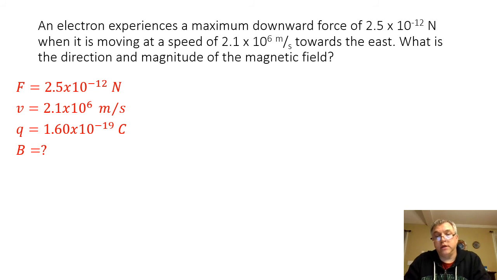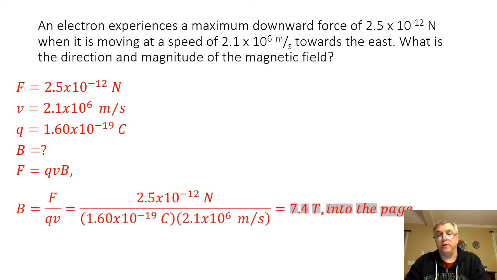So we'll use the equation and the math to find the magnitude, and then use the right-hand rule to find the direction. To find the magnitude of the magnetic field, we want to use F equals QVB. Solving that for the magnetic field gives B equals F divided by Q times V. I plug my known values into the equation, and I get a magnitude of 7.4 Tesla.